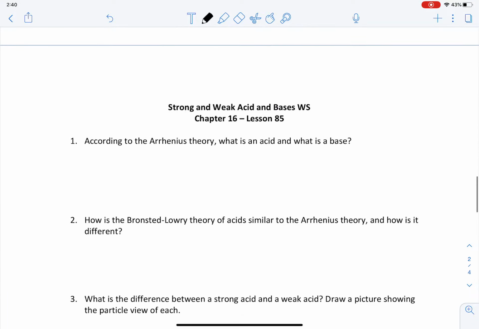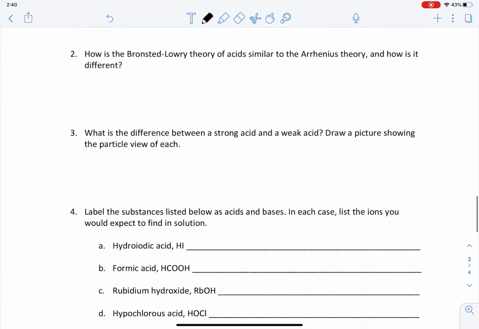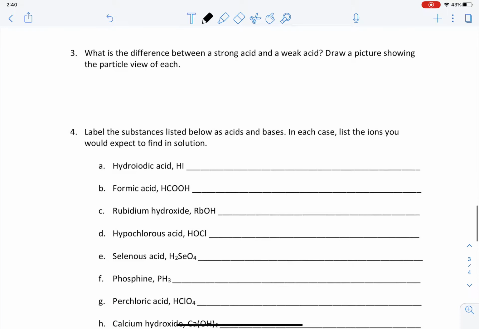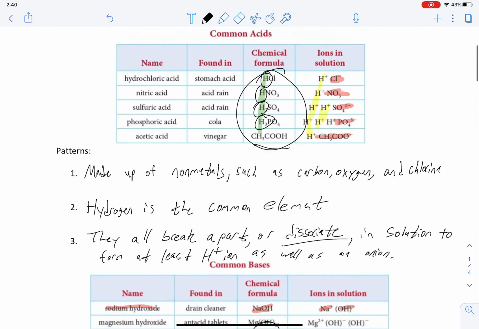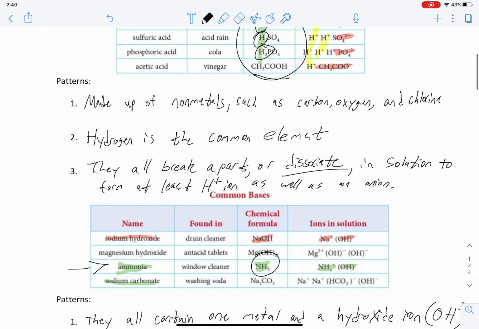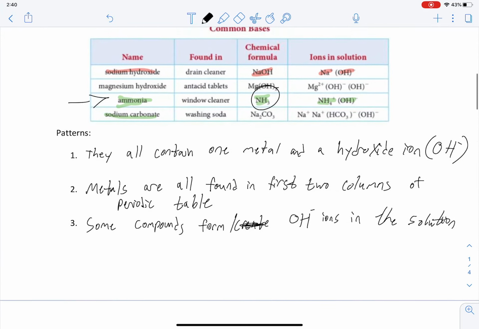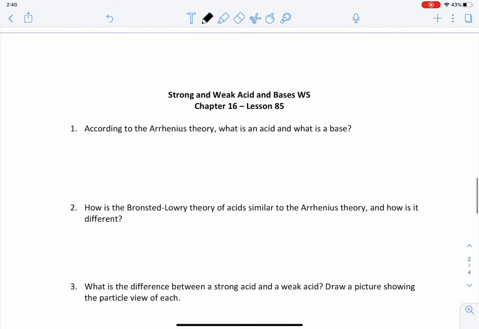So the worksheet is below. I'm going to skip through the first three, and I just want to take a quick look at question 4 here. It says label the substances listed below as acids and bases. In each case, list the ions you would expect to find in the solution. So for the first one, well, really for all of these, you want to go to our patterns we've seen for acids and patterns we see for bases and determine which one it applies to.